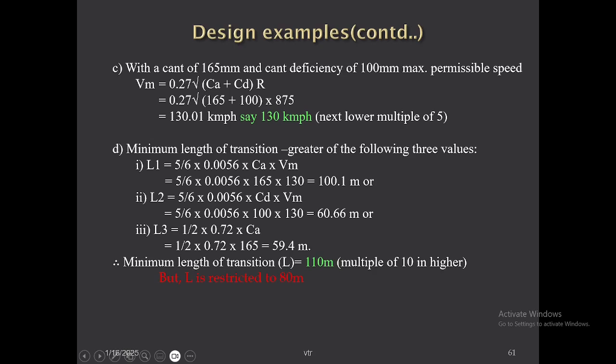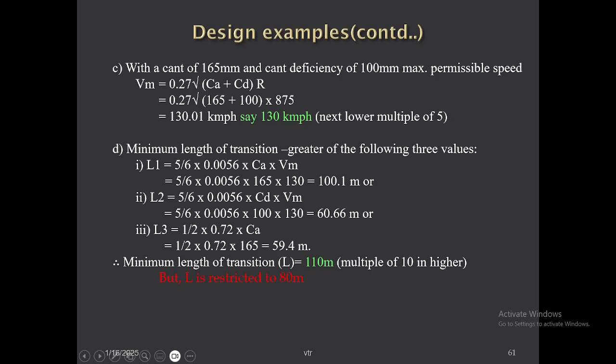Using this cant actual, cant deficiency and speed, we calculate the minimum length of transition. Because the length is restricted, we use the second set of equations for calculating the transition. Using the relation we got L1 equal to 100.1 meter for the cant actual consideration, 60.66 meter for the cant deficiency consideration, and coming to the cant gradient consideration, it is 59.4.